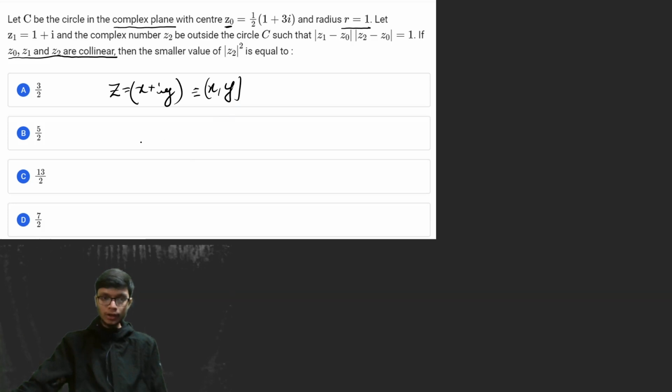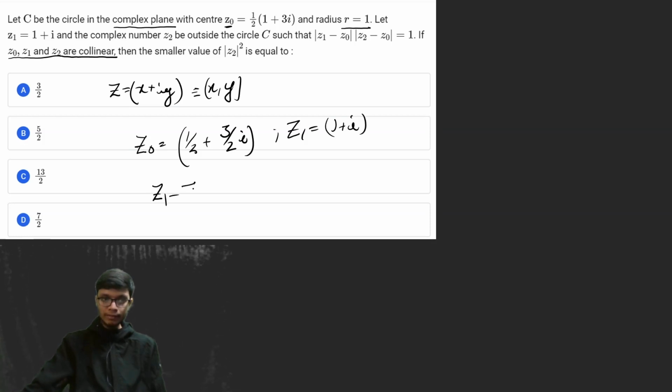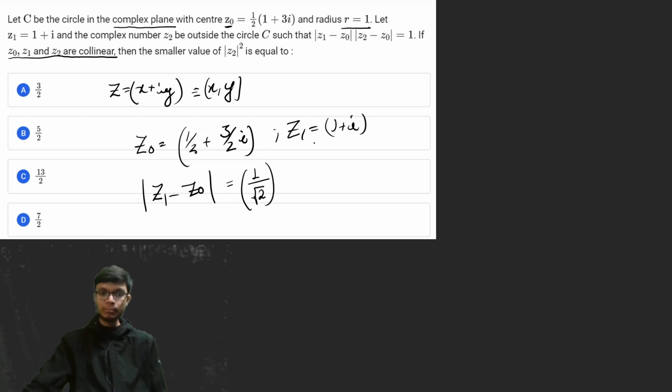Let us see what z0 is. z0 is equal to half times 3 by 2 iota. That is the value of z0, and z1 is equal to 1 plus iota. Now let us calculate the modulus of z1 minus z0, the distance between z1 and z0. z1 minus z0 is, sorry, 1 minus 3 by 2, which is minus 1 by 2, and the distance will come out as root of 1 by 2, that is 1 by root 2. You can do this calculation yourself. It is a fairly simple calculation, and it will come out as 1 by root 2.